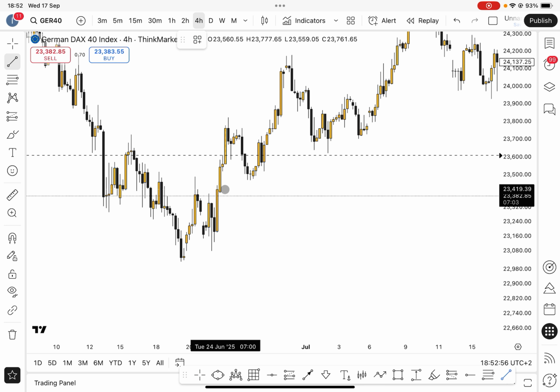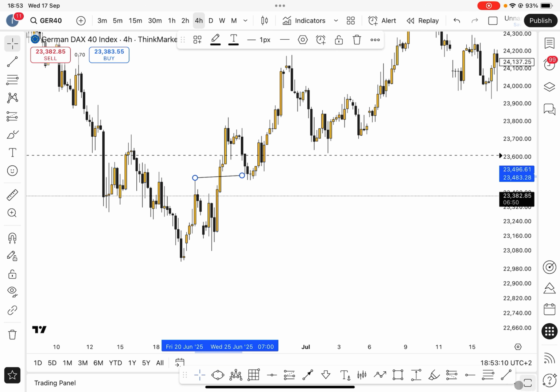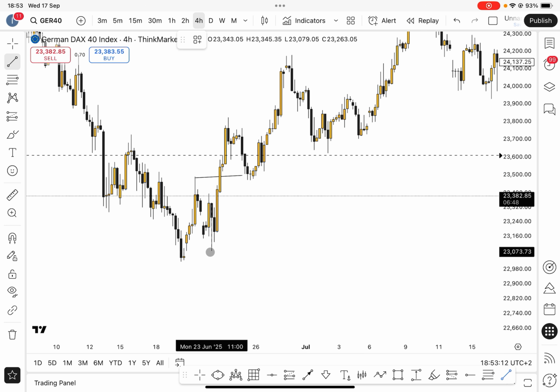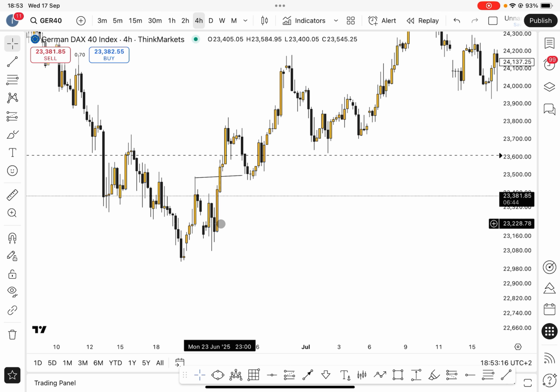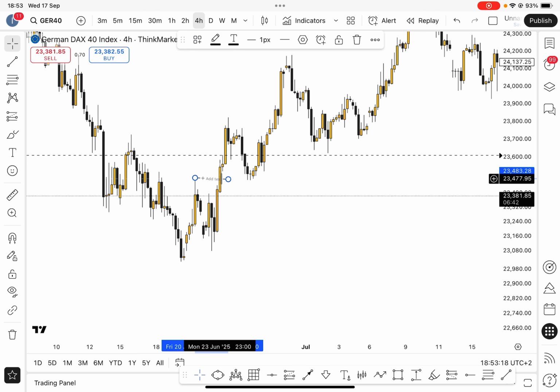One of the criteria of getting a clean and nice order block is: one, look for the swing high and swing low. You could see, we could identify our swing high and our swing low.